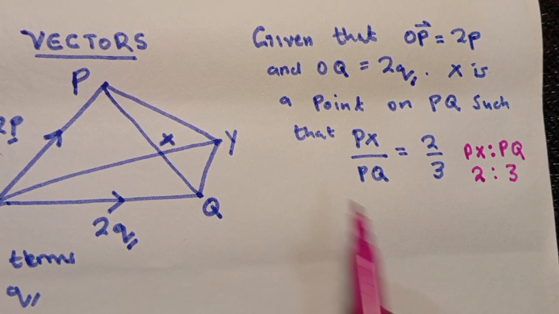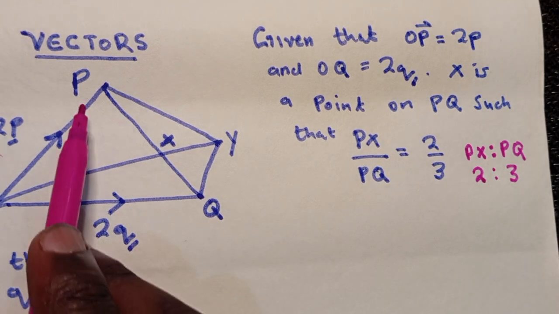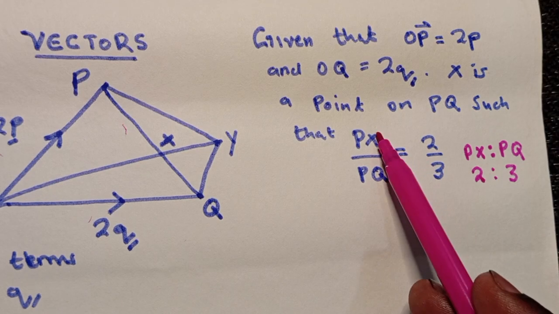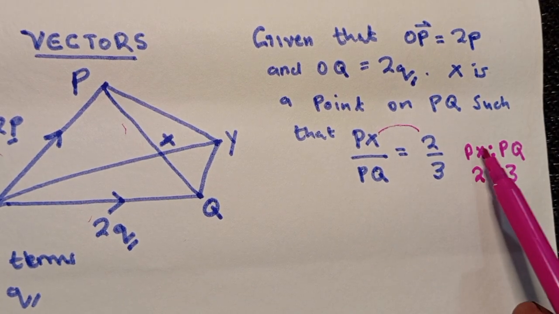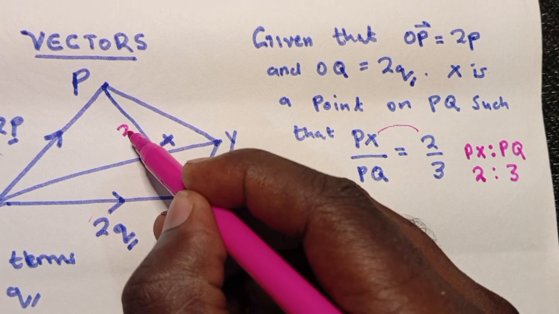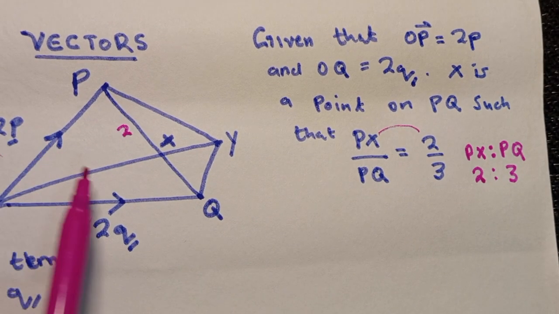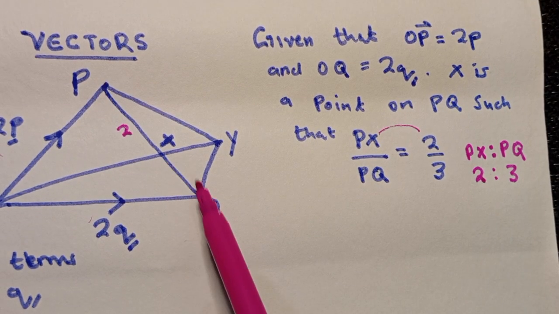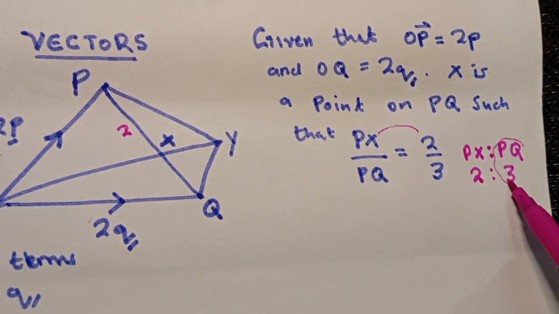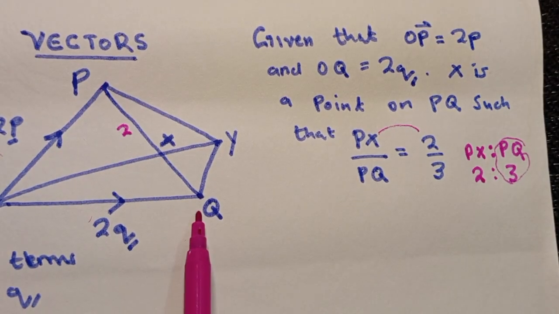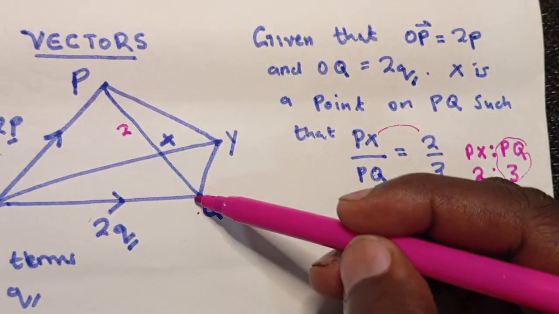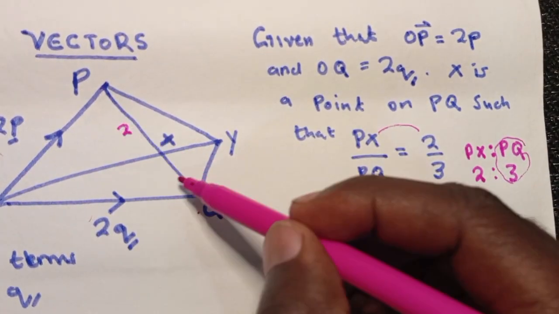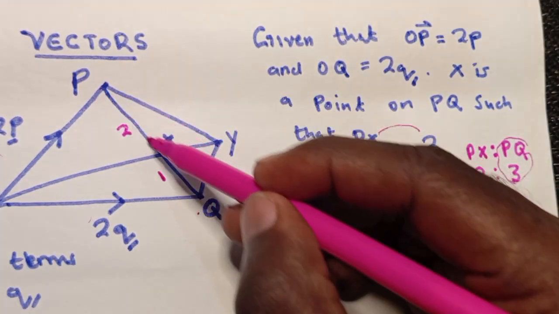We can break down ratios very simply. We are told that for PX the ratio is 2, which is why I've written it like this, so you put the 2 here. Since this X cuts the line PQ, we need to find the ratio for XQ. But we are told that PQ, meaning all the way from here to here, is 3. If the total ratio is 3 and we have 2 here, this simply means that we have 1 here, because all of it is 3.